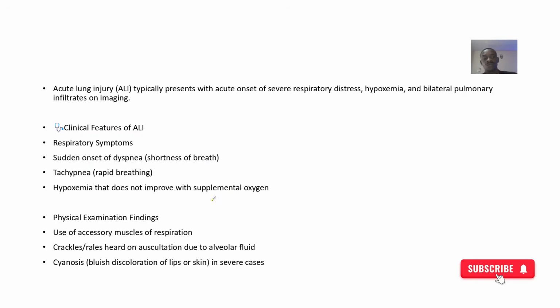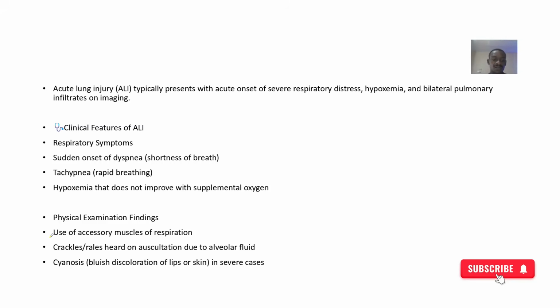For acute lung injury, it's mostly respiratory issues. There is sudden onset of dyspnea, so the patient is having shortness of breath, having tachypnea, so rapid breathing. Then hypoxemia. Breathing is not good, so the circulation of oxygen in the body is also not good.